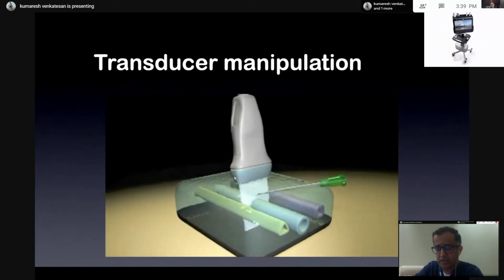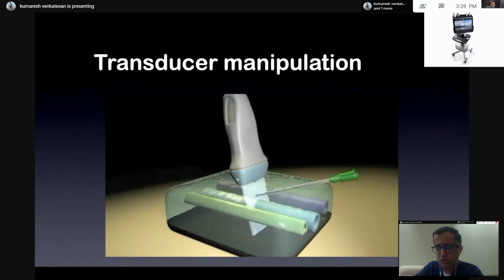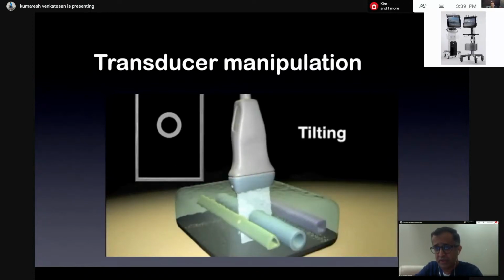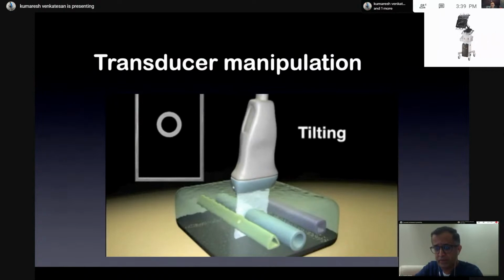Very important maneuver when you are following the needle, when you're performing the real-time cannulation. When you want to see the advancing needle tip, this is a very important maneuver to perform.